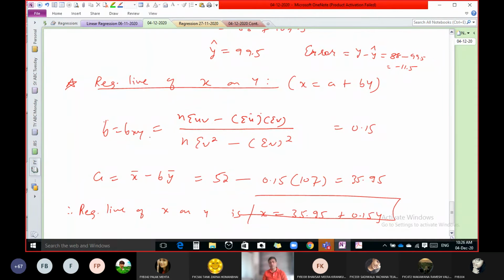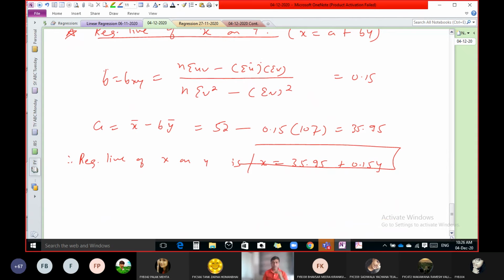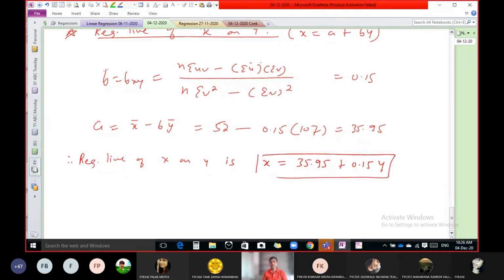Once you have the value of b, you can calculate a. The formula for a is x bar minus b y bar, and put in the values. So x bar is 52 minus 0.15 into 107, so it is 35.75. Now we have the value of a as well as b, so we get the regression line of x on y, that is x equal to 35.75 plus 0.15 y. This is the final answer.